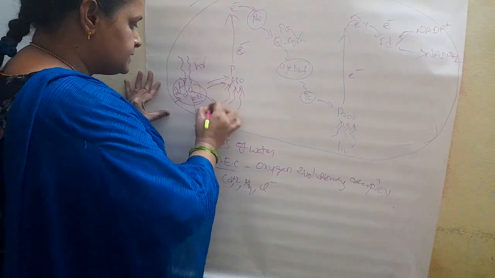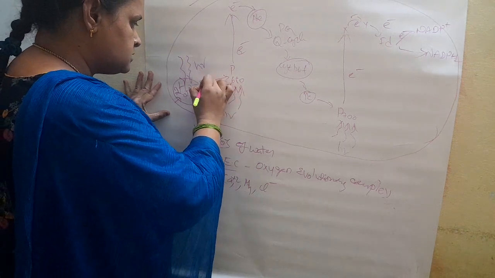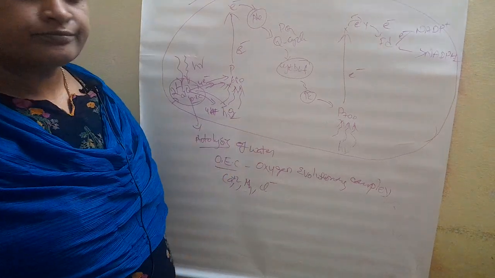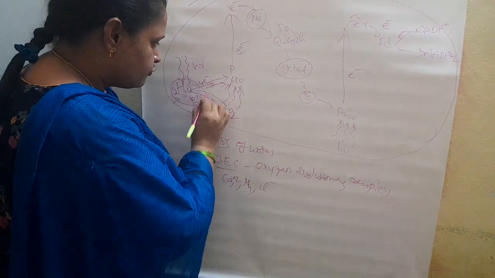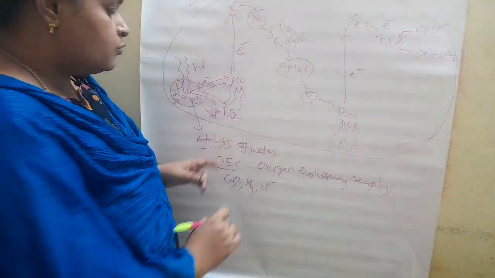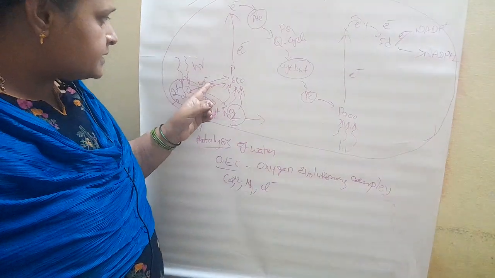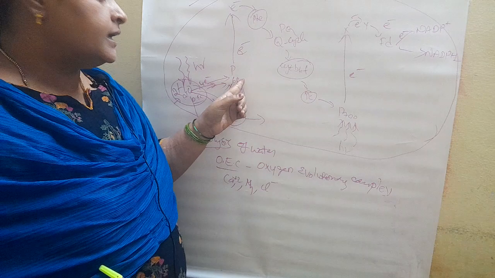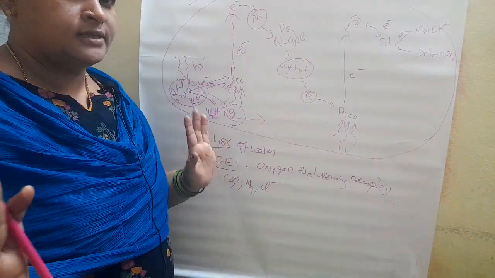So it releases 4 electrons, 4 protons and 1 O2 molecule. So 4 protons, 4 electrons and the O2 molecule is also released out. Okay, right. So these electrons are accepted by P680. This will take place every time as long as light is there.